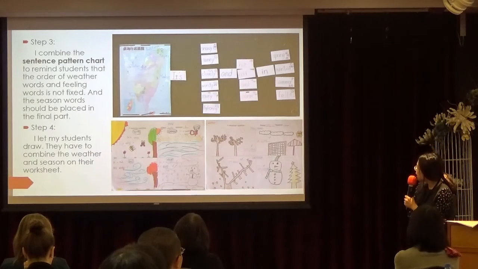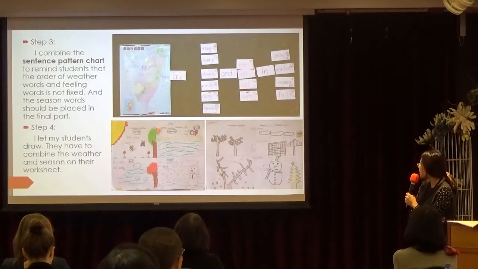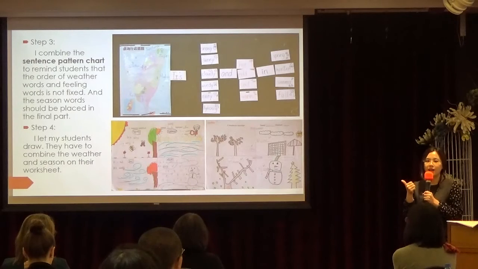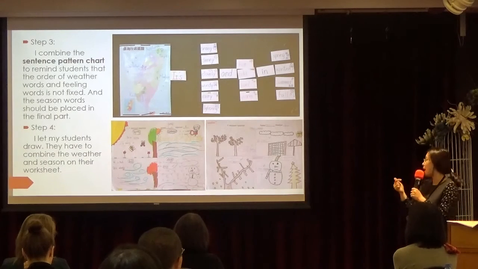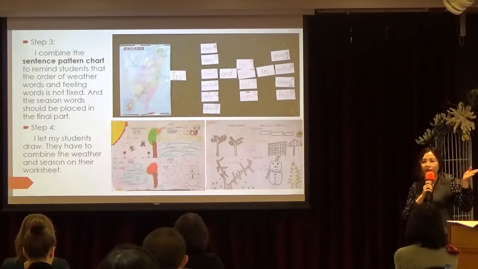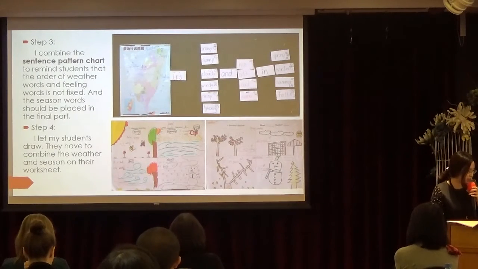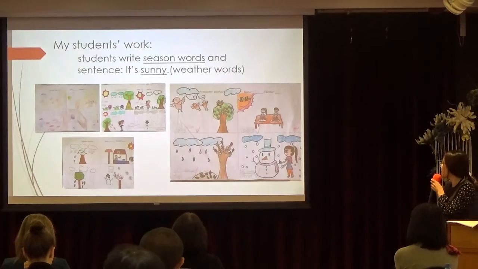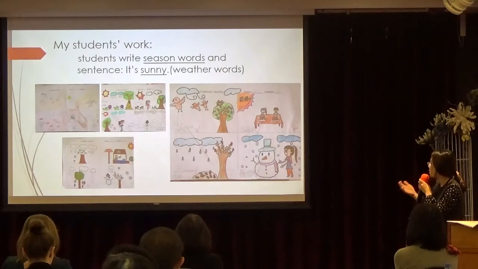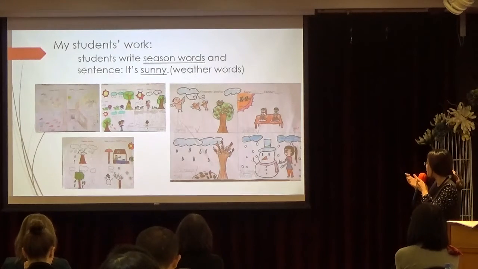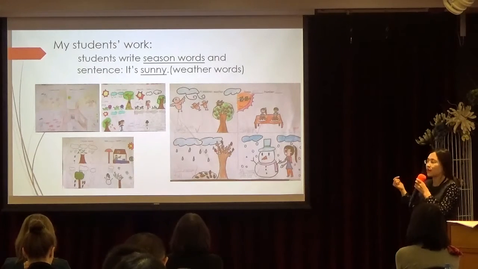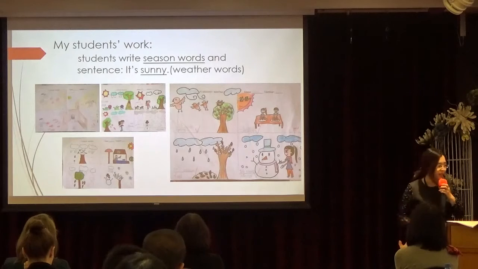And at step 4, I will let my students draw about weather, combine the season word together, and they have to finish the worksheet like this. And I also display it on the desk. So here is my students' worksheet, and they will use the season word, only simple. It's very easy, just writing spring, summer, fall, and winter. And they will use the sentence, it is sunny, blah, blah, blah, like this.